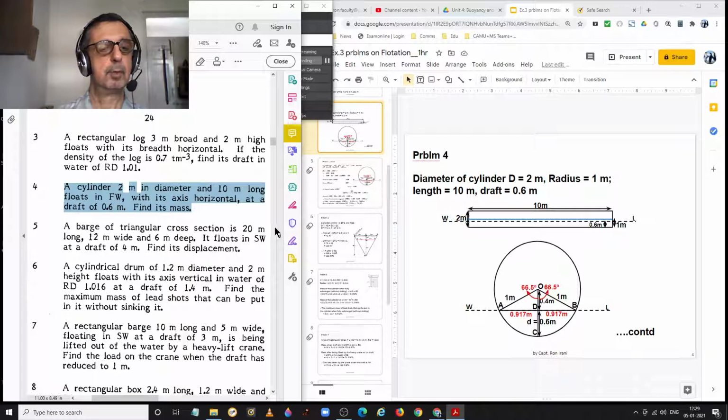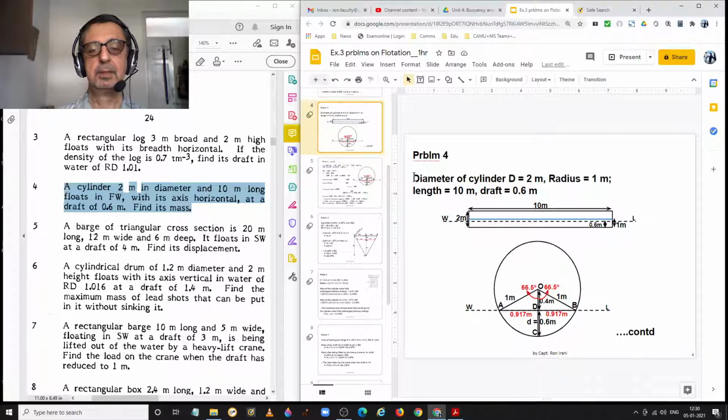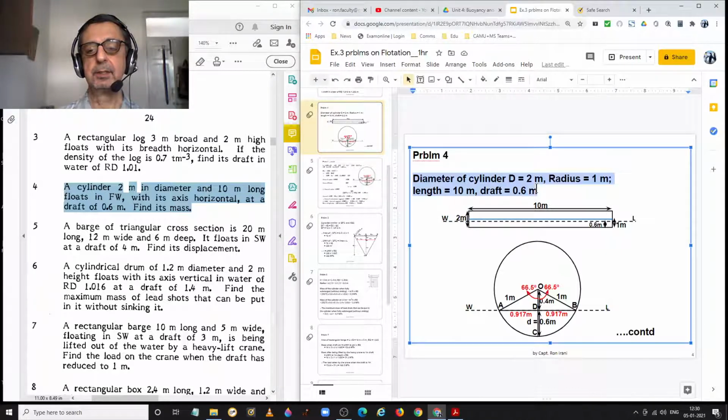Problem 4. Problem 4 states a cylinder 2 meters in diameter and 10 meters long floats in fresh water with its axis horizontal at a draft of 0.6 meters. Find its mass. Given to us in the problem is the diameter of the cylinder, 2 meters, hence its radius is equal to 1 meter. Length is 10 meters and the draft is 0.6 meters as shown in the diagram above.